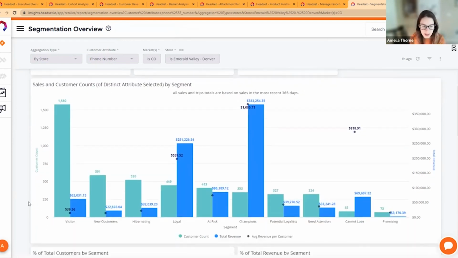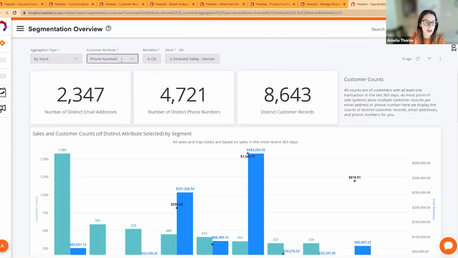So what you can do from here is, I should mention too, different customer attributes. So either looking at email or phone number, whatever you have more of in your loyalty program, I recommend choosing that metric.